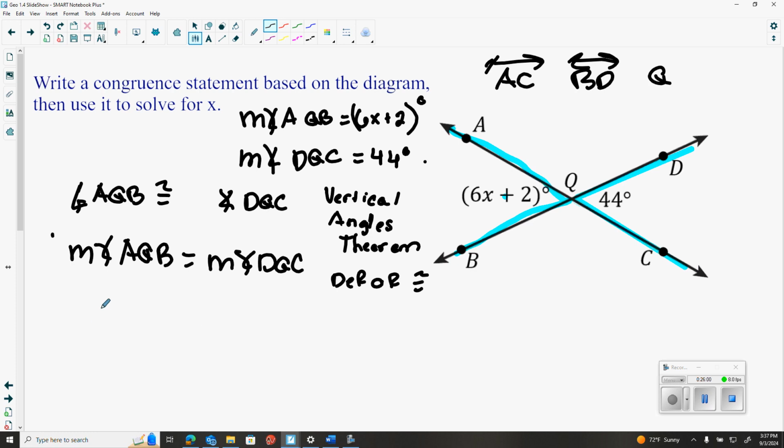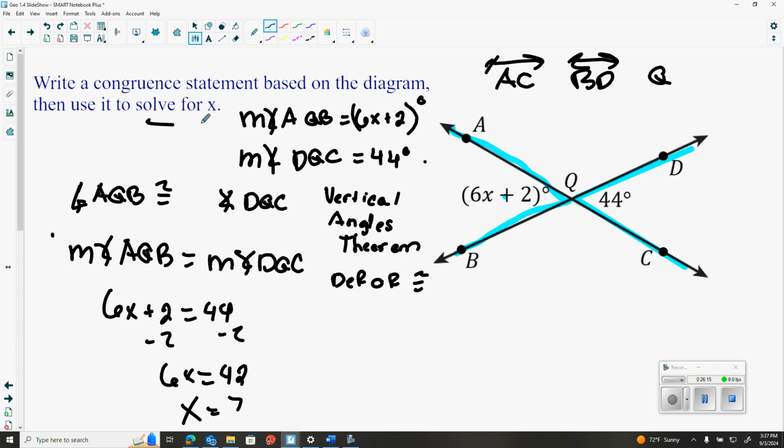So now I can say 6x plus 2 is equal to 44. In basic algebra, 6x equals 42. So x is going to equal 7, because I divide both sides by 6. And we're done, because we were asked to solve for x. You don't need to plug back in, because you know this is going to be 44 degrees, because these two have to be equal. But this might be something you have to solve for x here.